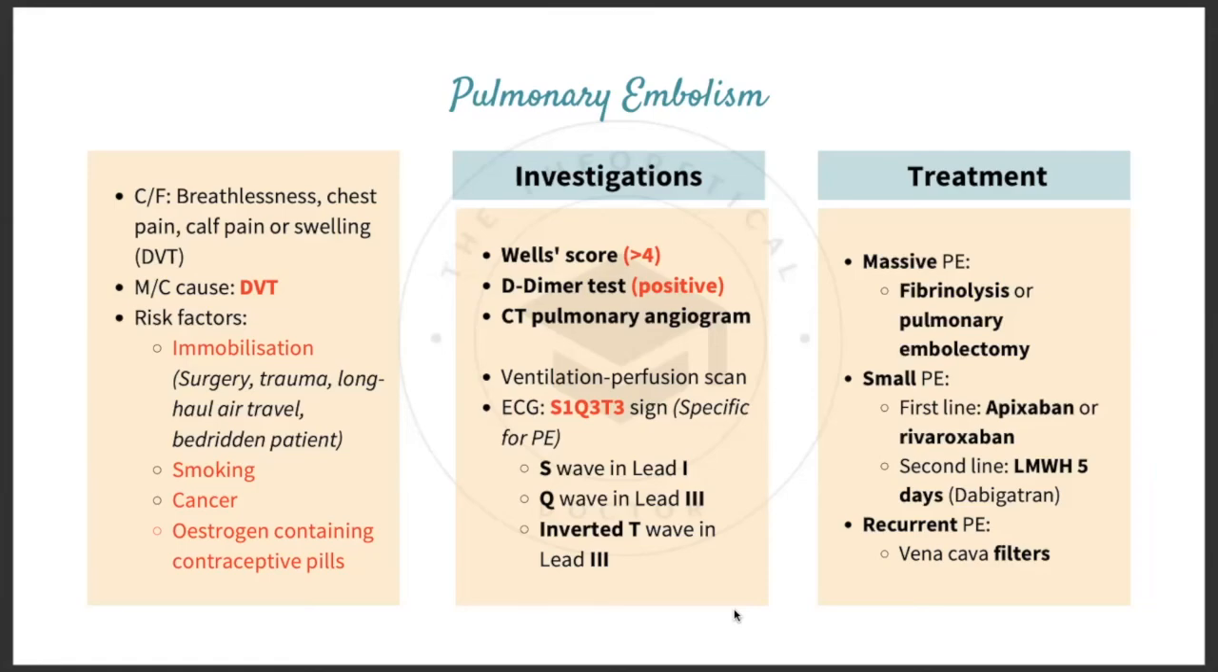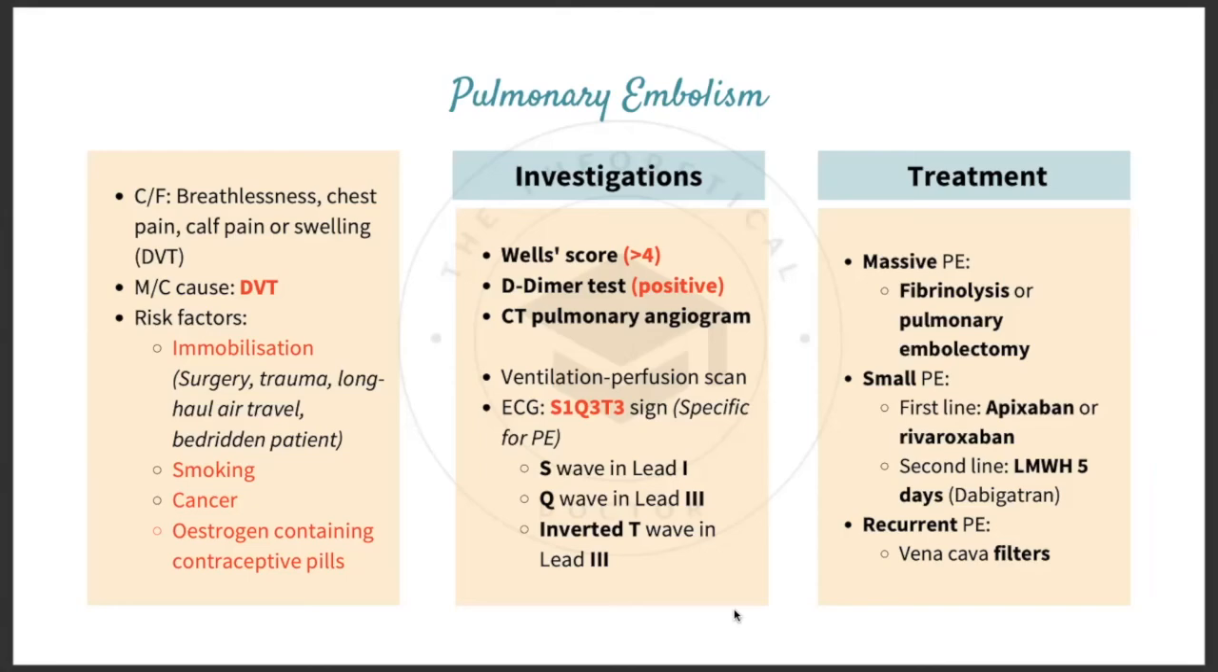If, let's say, the patient can't do a CT pulmonary angiogram, they can't do a D-dimer test, then you can opt for ventilation perfusion scan. But that's usually kept for last. And on the ECG, you would see S1, Q3, T3. Take note of this and remember this.